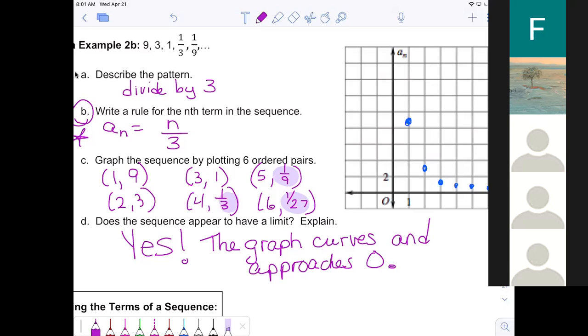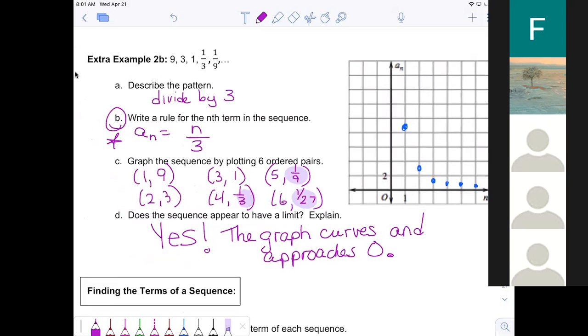So that's going to be the difference if a graph has a limit or a sequence has a limit or if it doesn't. So is the graph curving towards a number as if there were an asymptote there? So think from the last chapter that we just did. If it gets really close to a number, then it has a limit. So this is approaching 0.